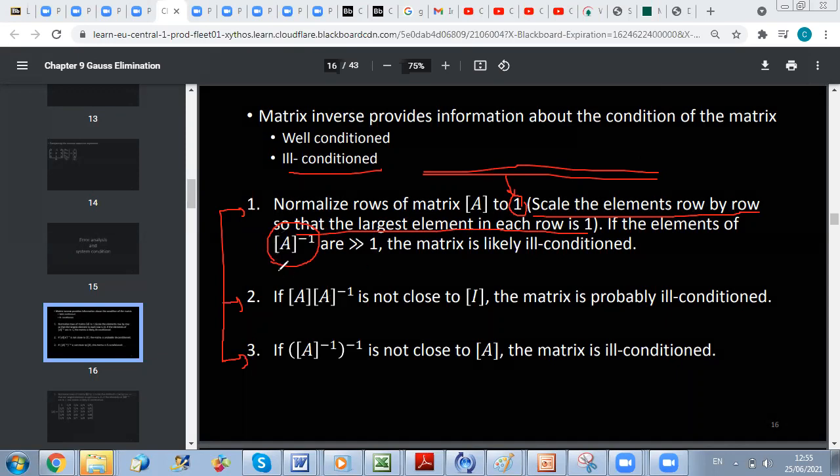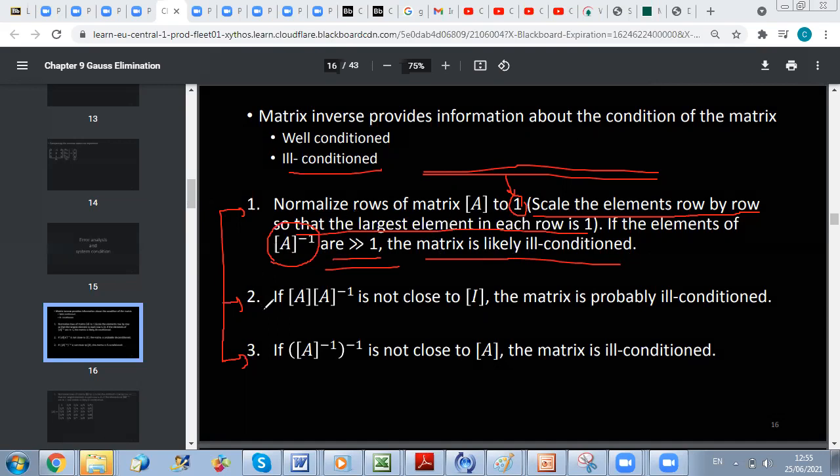Now, if in the inverse I have elements that are much larger than 1, this matrix is likely ill-conditioned. And the higher the elements, the more ill-conditioned, so I can compare in this way which matrix is more ill-conditioned. If I have elements that are very far from 1, this means that the matrix I am dealing with is more ill-conditioned. Okay.